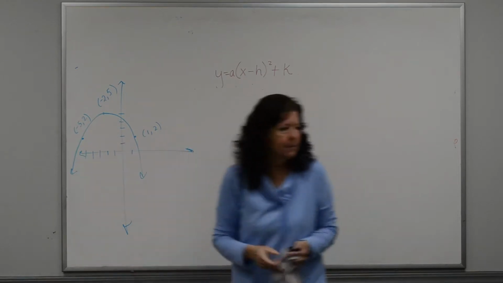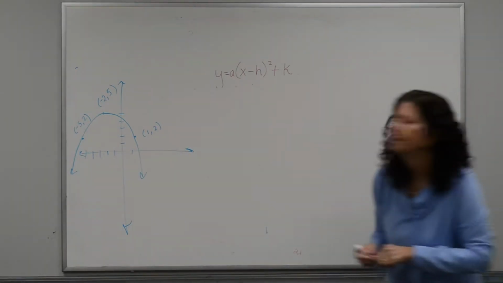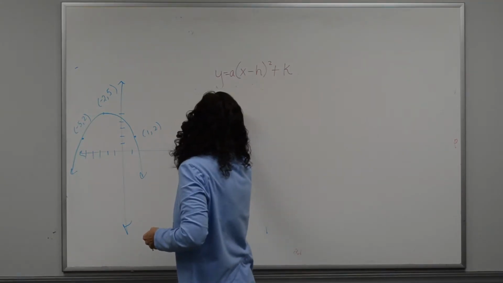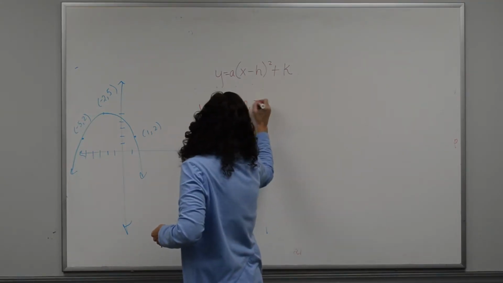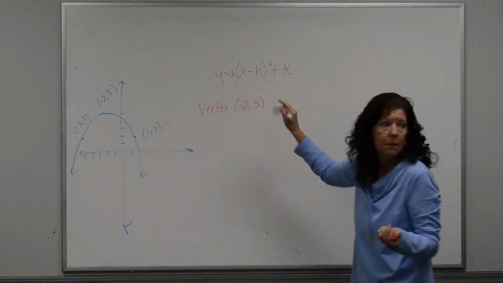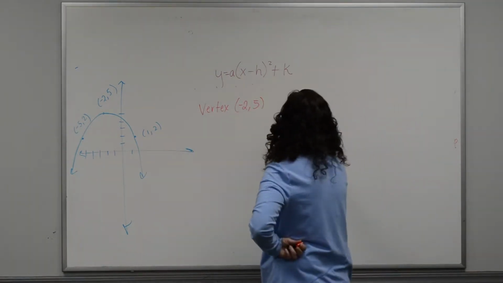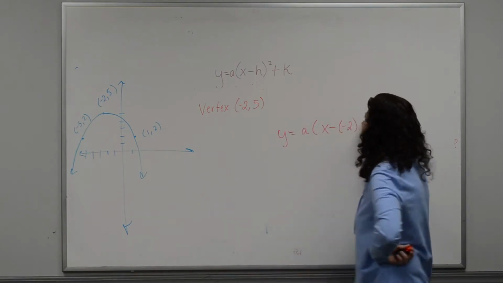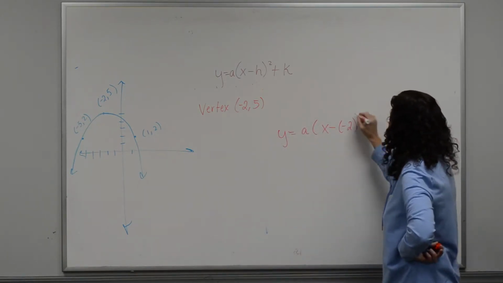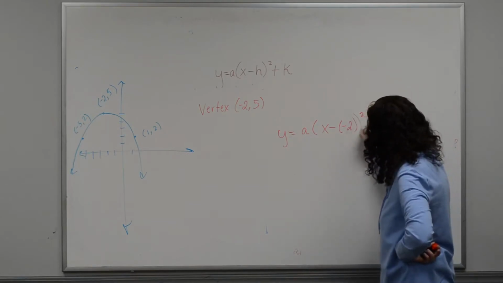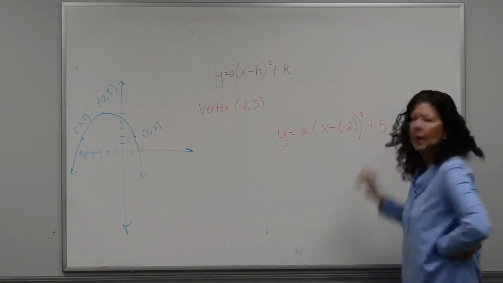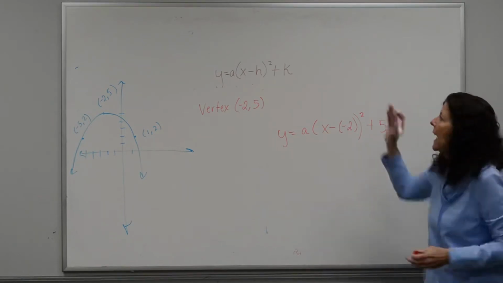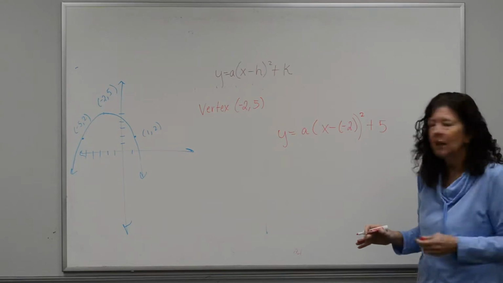What's your vertex here? -2, 5. -2, 5. Vertex. -2, 5. Okay, I know where to put that. Okay, y is equal to a times x minus -2 squared, plus 5. Okay, you with me? All I did was put the vertex in there. I put the h and the k into the equation.